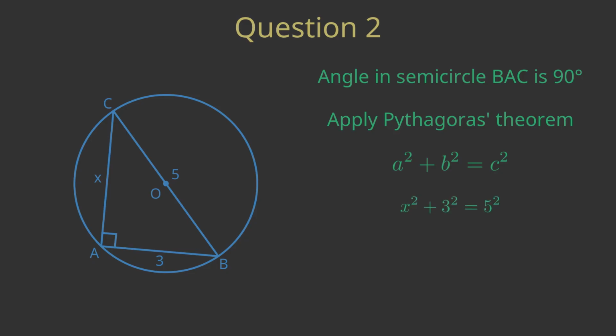Putting these values into the equation gives x squared plus 3 squared equals 5 squared. Solving for x gives x squared equals 5 squared minus 3 squared, which is equal to 25 minus 9. This means that x squared is 16. Taking the square root of both sides, x is equal to 4.